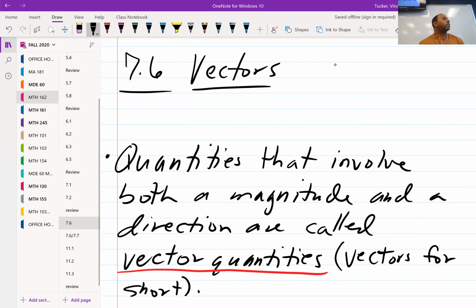So 7.6 talks about vectors. Just trying to write stuff a little bit neater. Vectors are quantities that involve both magnitude and direction. They're called vector quantities, or just vectors for short.